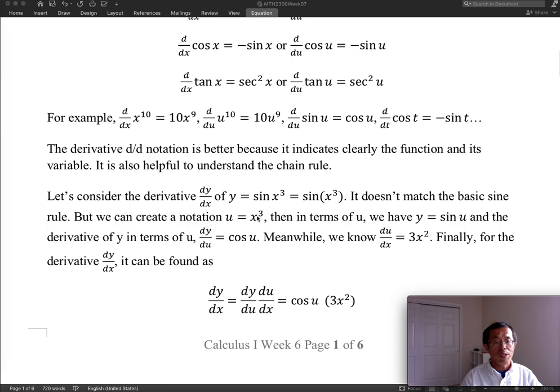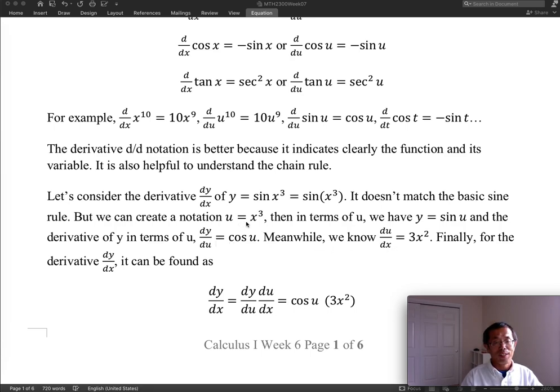So I did a trick. I simply created a notation u for x cubed. In terms of u, the function y is just sine u, so I got the derivative cosine u. But I hope you see clearly that dy/du should not be the same as dy/dx. So I did not answer the question if I end here. But I did the other part.